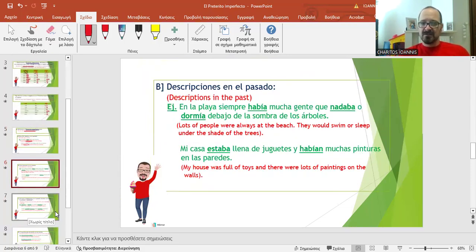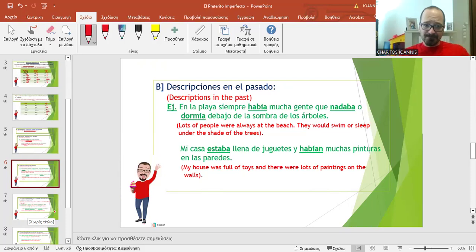Descripciones en el pasado, descriptions in the past. This means that when I say descriptions in the past, I refer to what we do most of the times when we narrate, when we say a story. Before we describe, we refer to the actions, to what each person did. We want to describe the place or the background. So this is what I mean by descriptions. And I try to send mental images to the listener's mind, right, to make them understand how the place was.